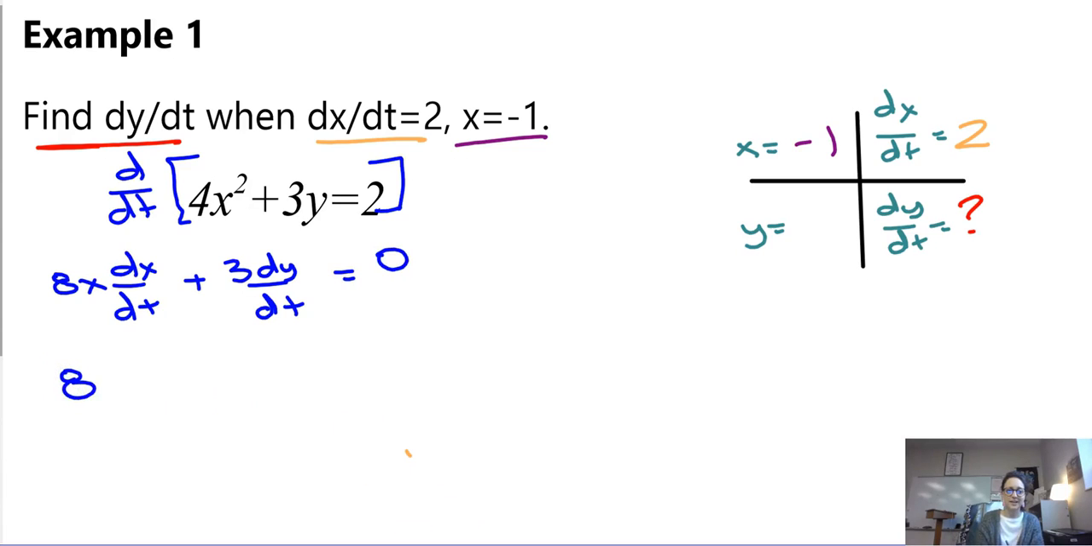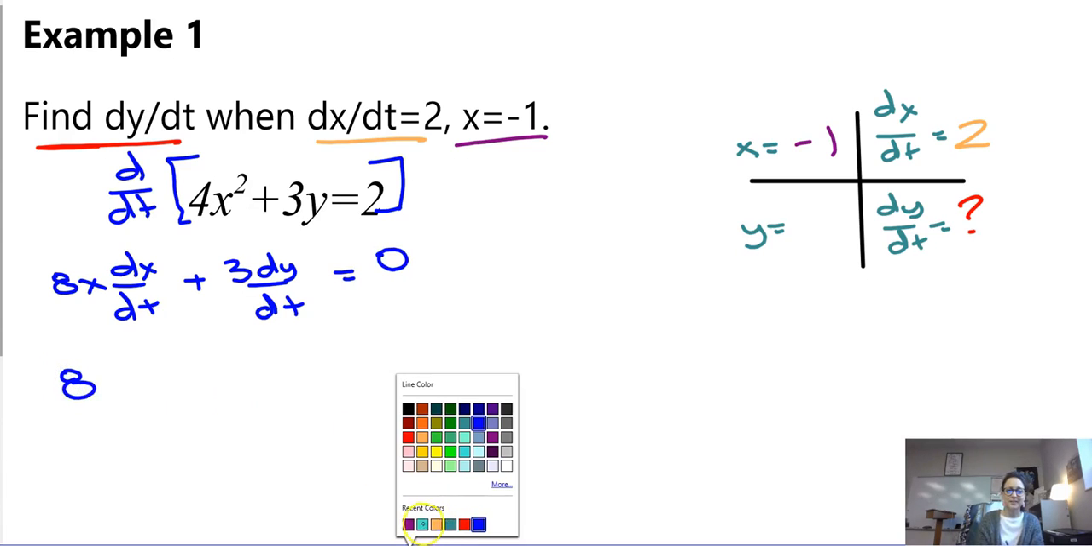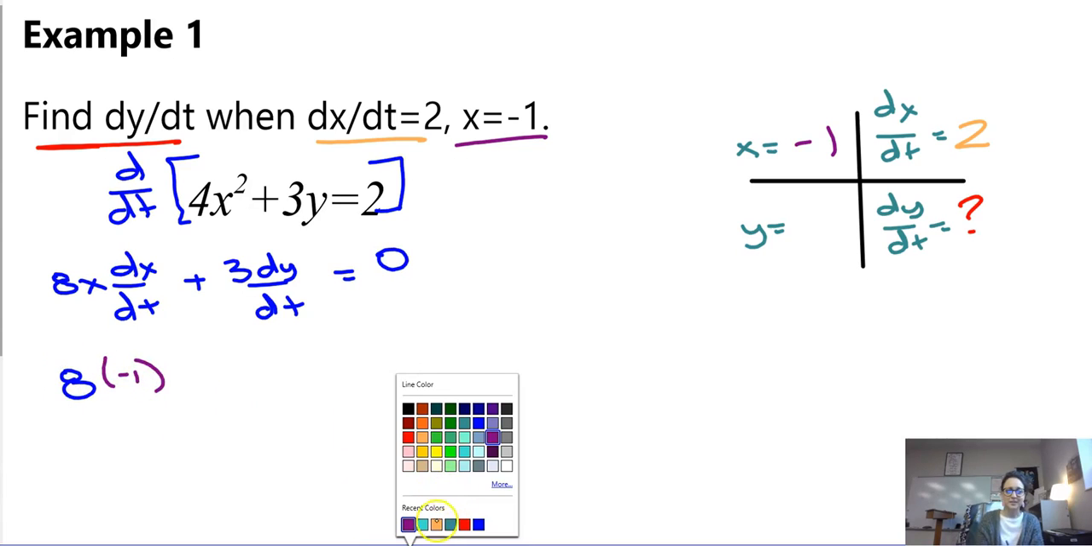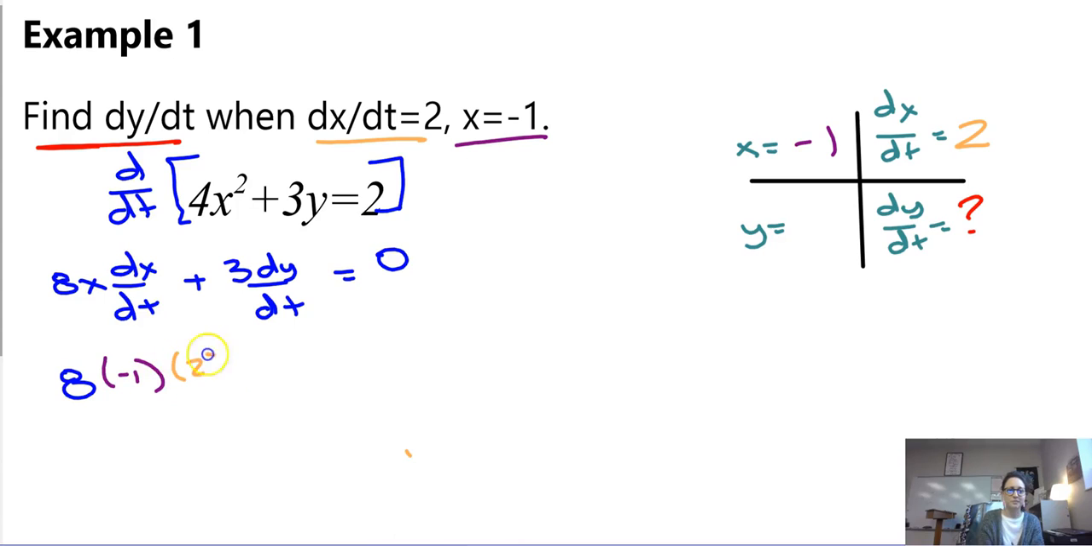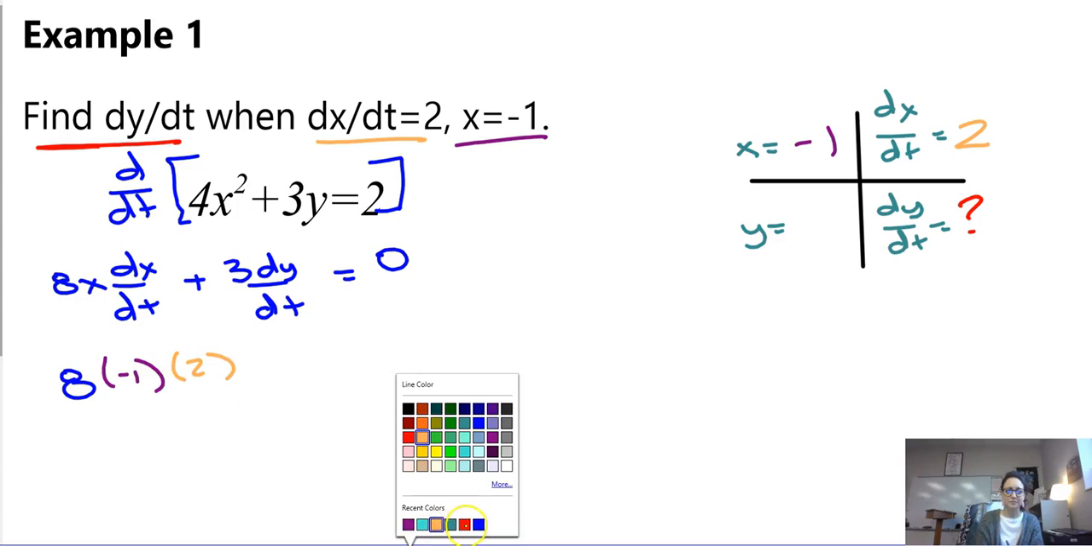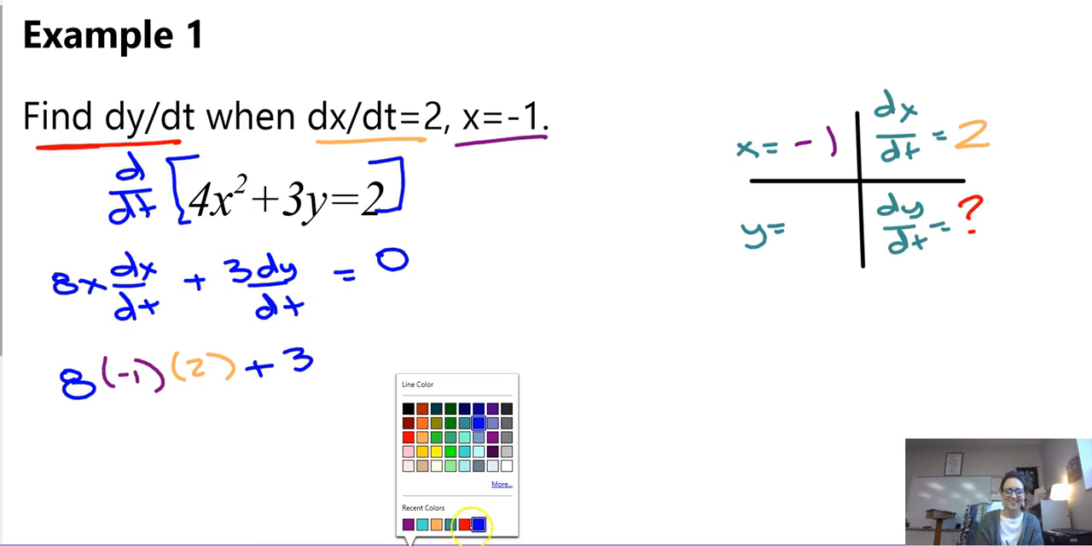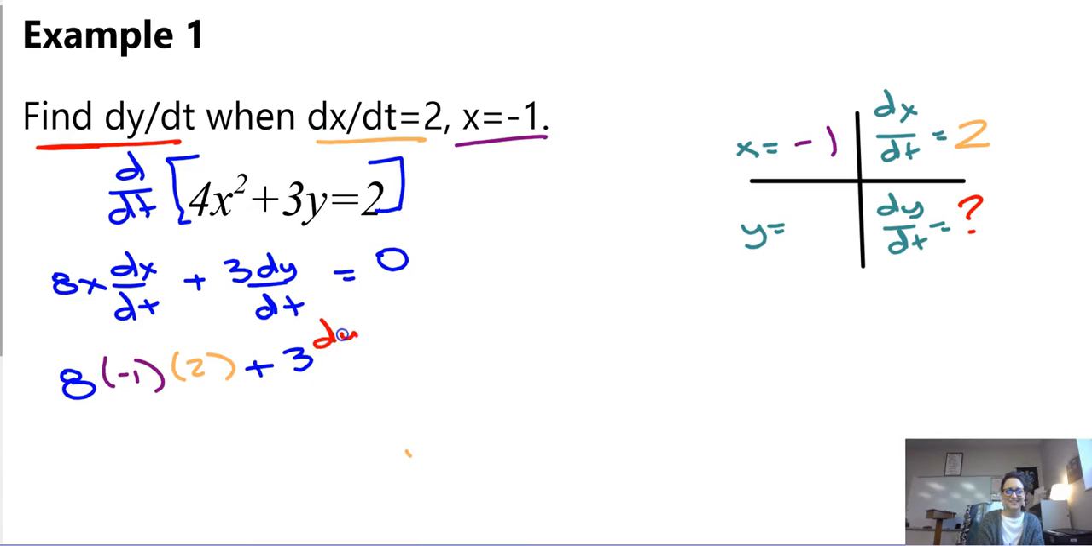All right, now let's go plug in what we have. So I've got 8. Now x coming back from our chart was -1. dx/dt, according to our chart, was 2. Then I've got plus 3 dy/dt, which is what I'm looking for, right? And then equals 0. Notice I didn't need y, so that was good news for us. Let's keep going here.